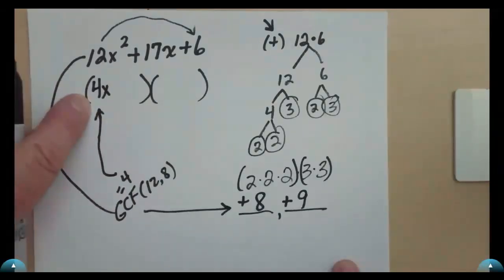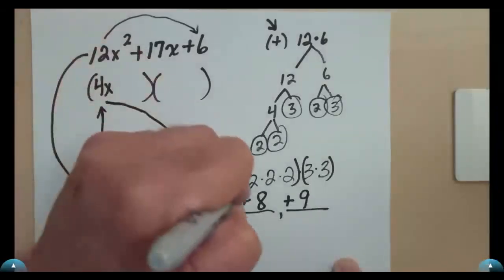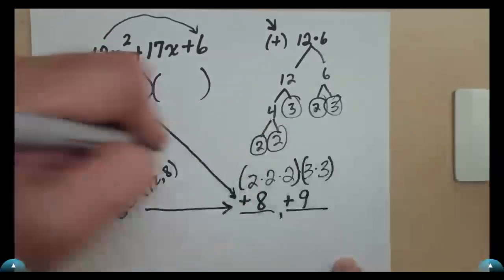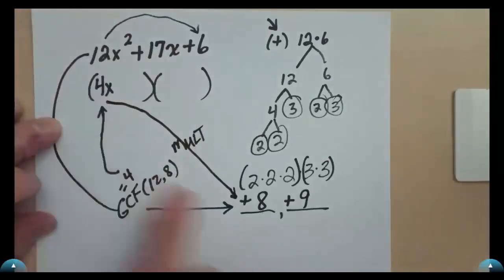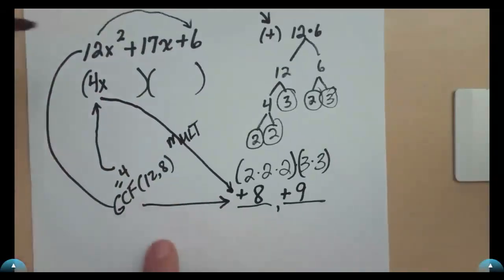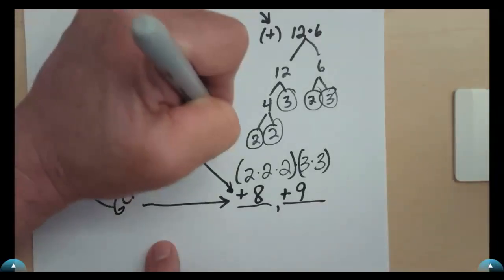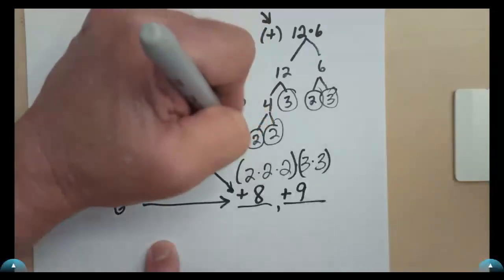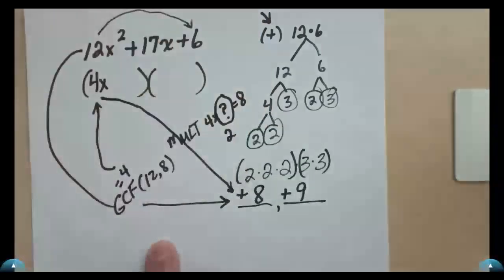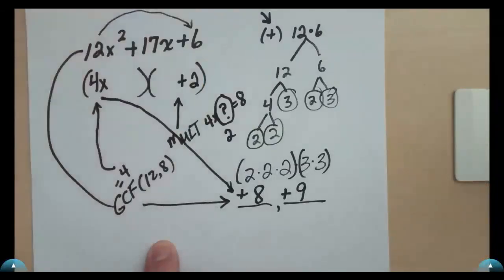Once you get that first term filled in, you look from that 4 back down to this first number, 8, and you figure out, what do I multiply 4 times to get 8? Well, 4 times 2 is 8, right? So I need to multiply 4 times, well, that question mark is 2, right? So we put positive 2 there. Everybody with me?